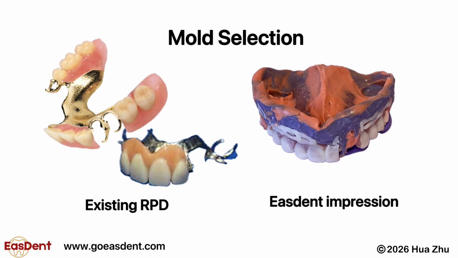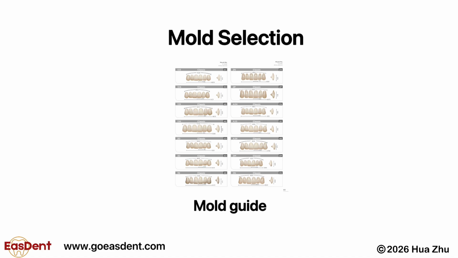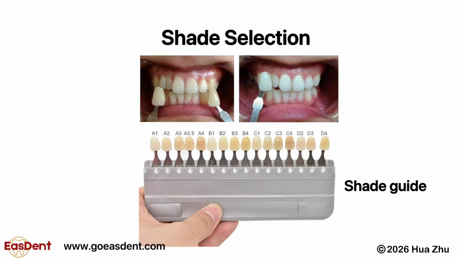For mold selection, if the patient is satisfied with the mold on the existing denture or Easdent impression, instruct the lab to duplicate it. If not, provide a mold guide for the patient to select. Always select the shade together with the patient using a shade guide. Specify the exact shade guide used when prescribing to the lab, as the shade varies among different systems.